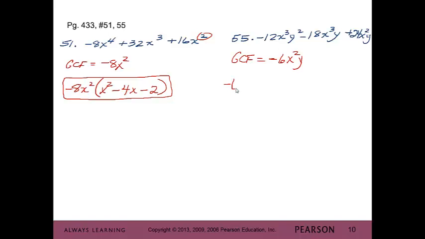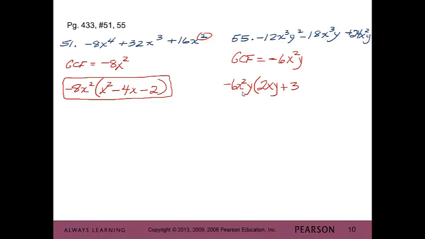So remember, rewrite your GCF. Open your parentheses. Now let's tell what's on the inside. Negative 12 divided by negative 6 is 2. X to the 3rd divided by x squared is x. Y squared divided by y is y. And then negative 18 divided by negative 6 is plus 3, or positive 3, so you write plus 3.